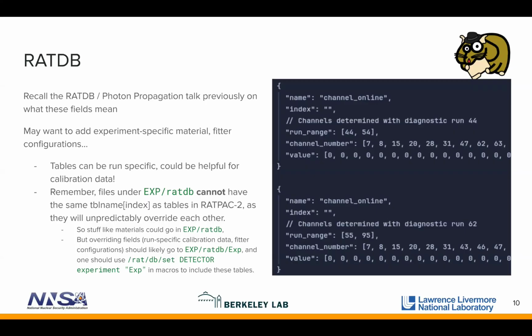And so you can see that we have an array describing what channels are online and what channels are offline, and every single one of these entries has a run range key, which describes for which runs these are valid. And so when you run RAT for EOS or any experiment, you can use the -r flag to describe what run condition you would like to simulate in RAT. That's very, very useful.